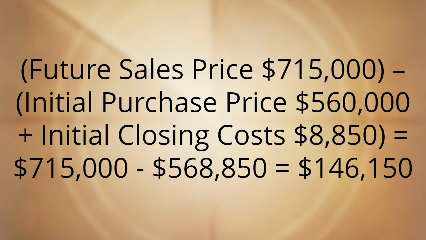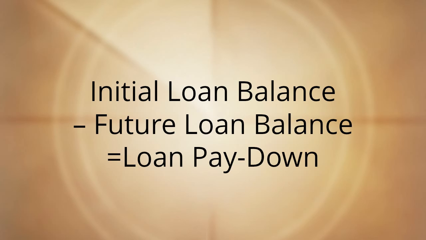Since you have been making loan payments for the last 5 years, which include principal and interest, you started with a loan balance of $495,000. Remember, we put money down. And your loan balance at resale is now only $367,420. So that means your loan paydown is $127,580, which you will receive when you sell your property.